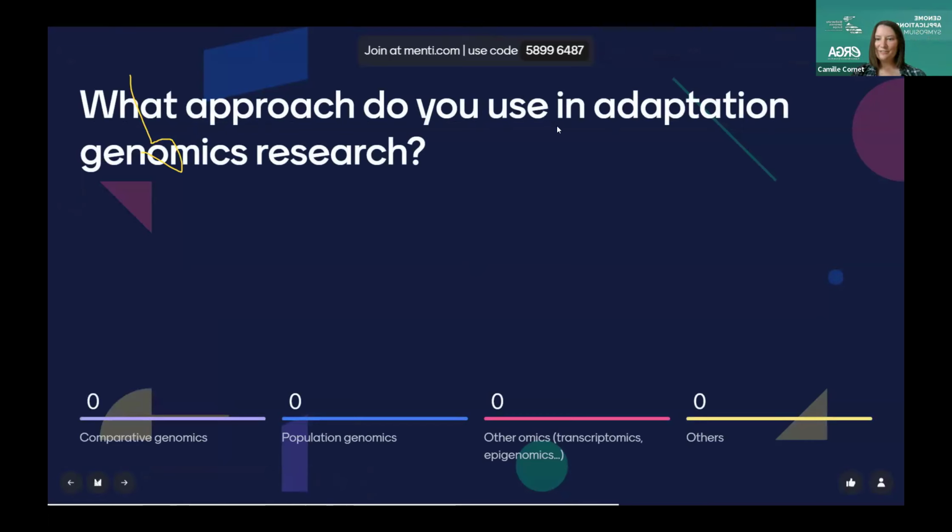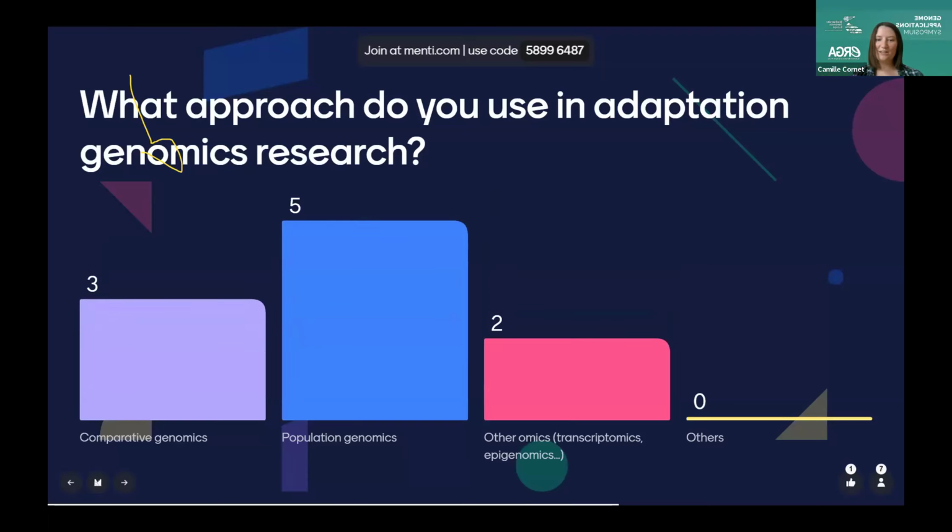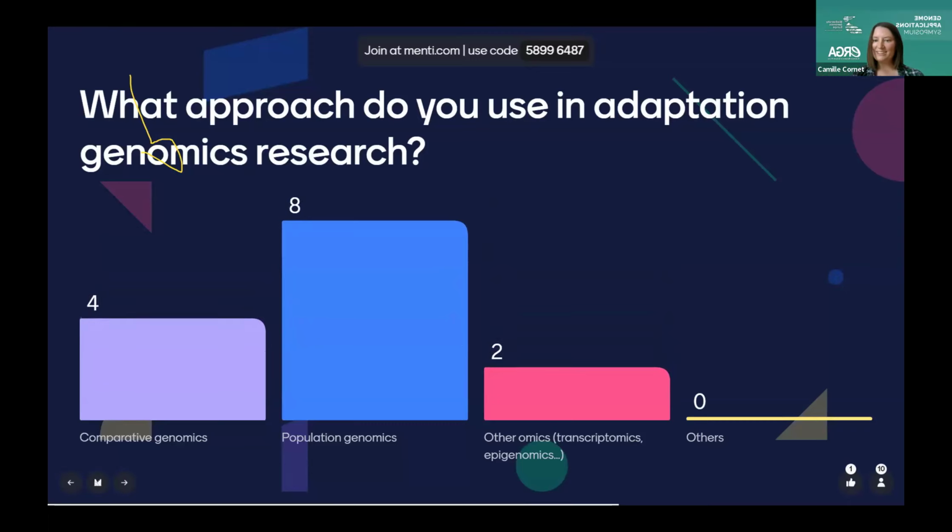The first question I have for you is, what approaches are you actually using in your adaptation genomics research on your species of interest? Comparative genomics, population genomics, other omics, or something completely different that doesn't fall into those broader categories. You can answer several of these.